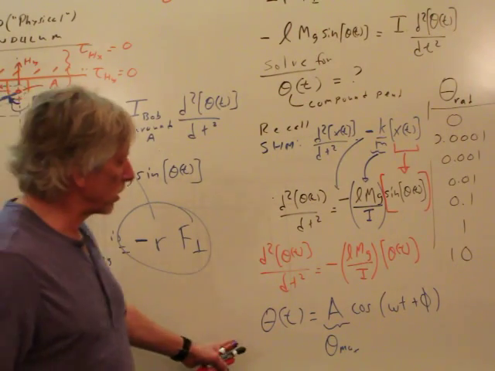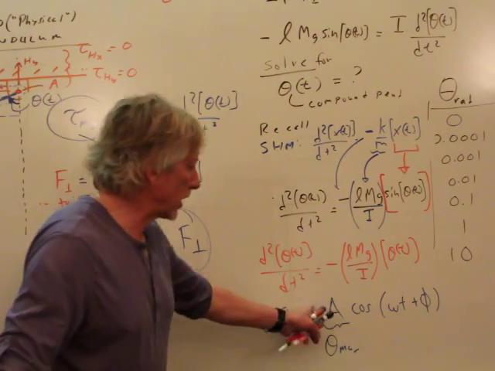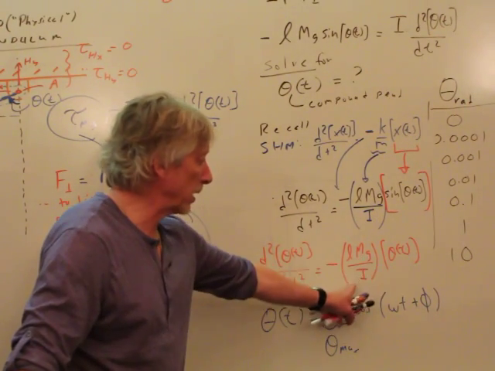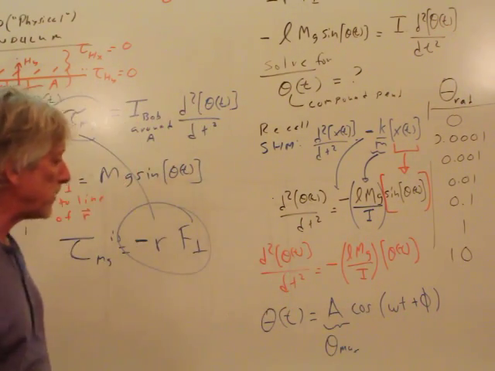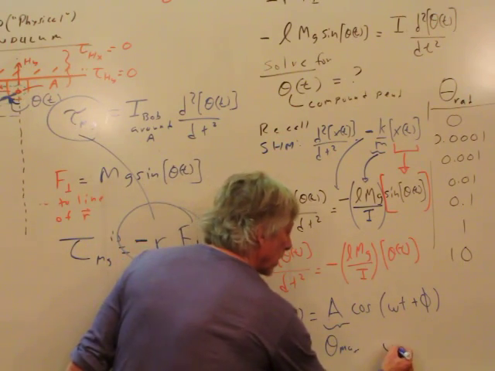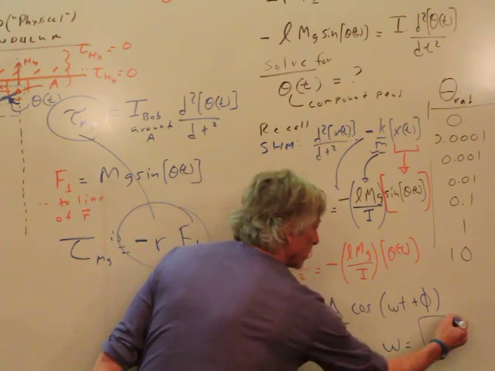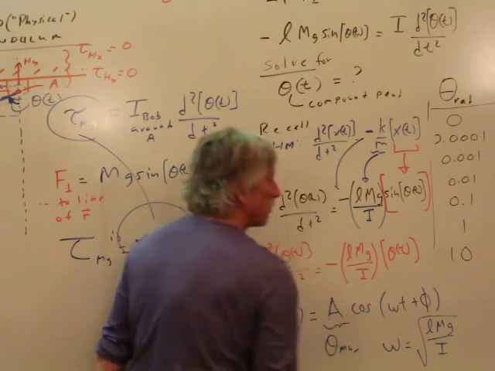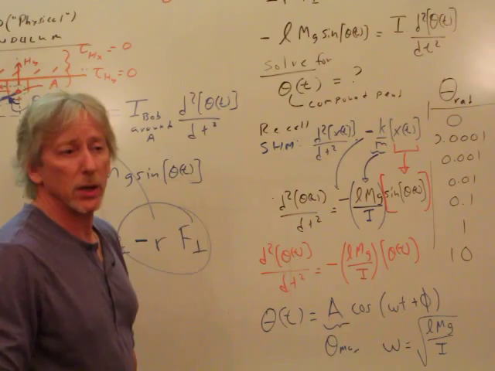Well, I know that'll work. I'll take the derivative twice. I'll get negative cosine, and I'll get omega squared out here twice. And that'll be omega squared. So then I've got omega would equal the square root of L m g over I. If I could do that, that'd be fun.